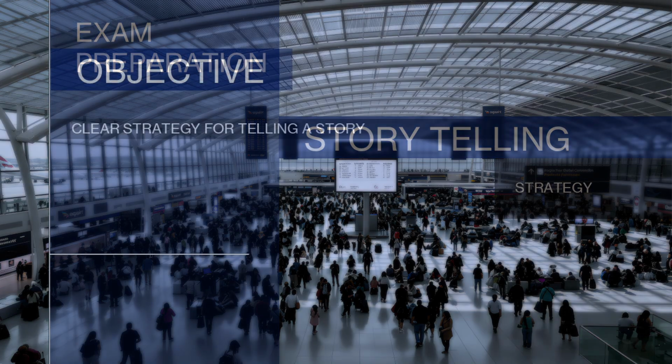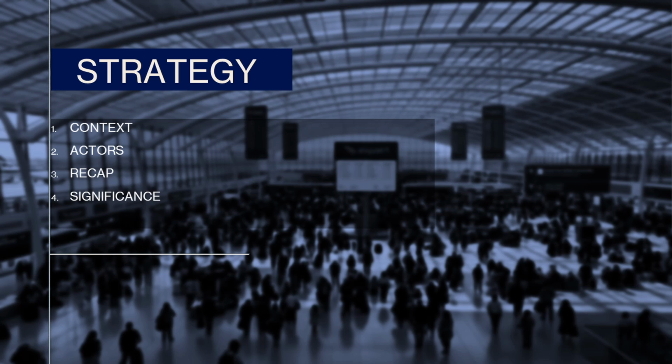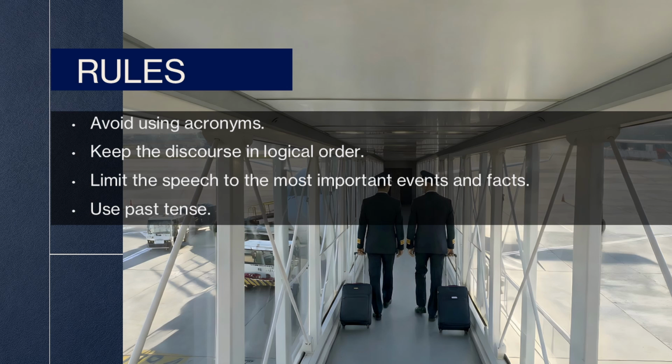Let's begin. The objective of this video is to give you a clear strategy for delivering clear and structured stories about any past event. Our strategy has 4 parts: context, actors, recap, significance. We must apply some overall rules to every step.